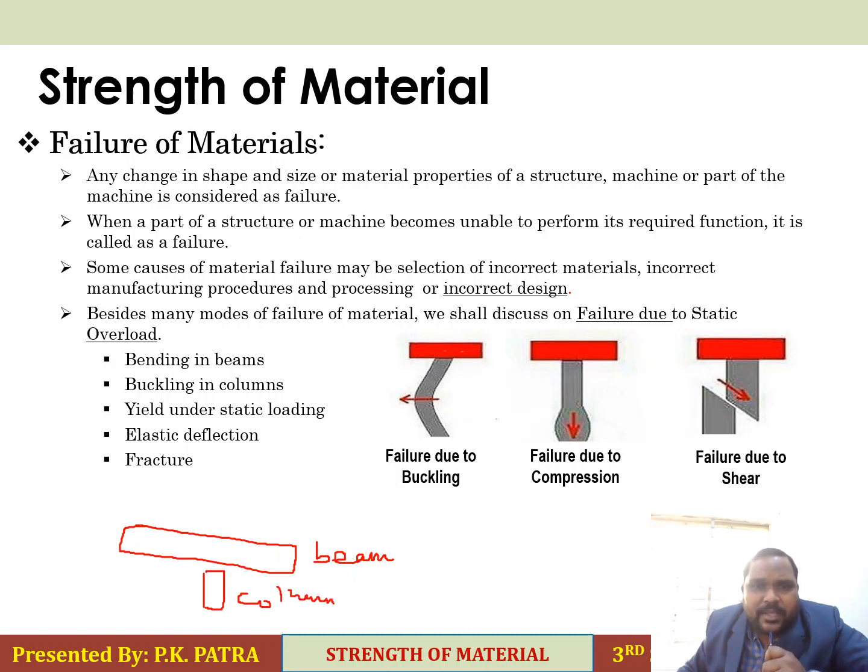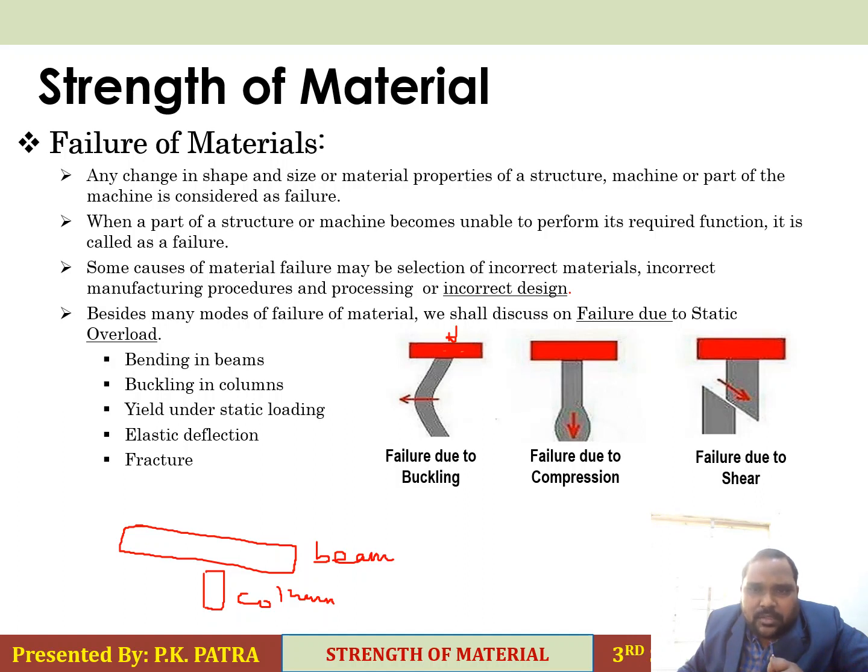And columns may bend like this. This one, failure due to buckling. When compressive load is acting here, then due to this load, this type of bending may happen. Okay, and due to compression, this kind of failure also happens.